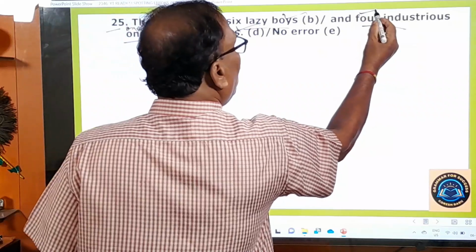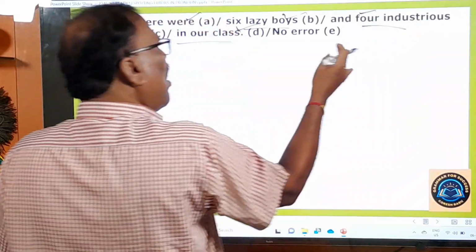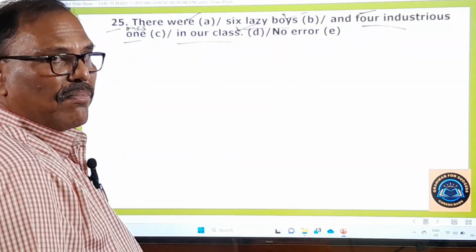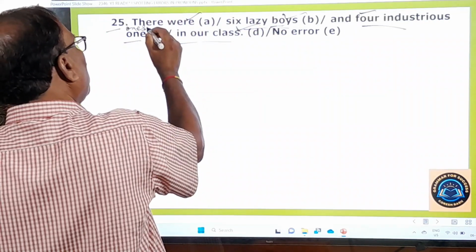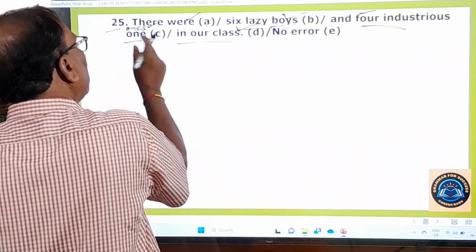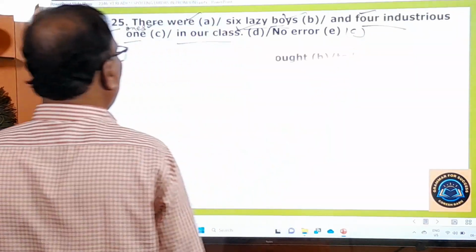He is mentioning 4, 4 industrious. Industrious means hard-working ones, hardworking fellows. Instead of mentioning "boys" again, he has used "ones", but here only "one" is used. That's why the C part is a mistake part. Now let's go to the next one.